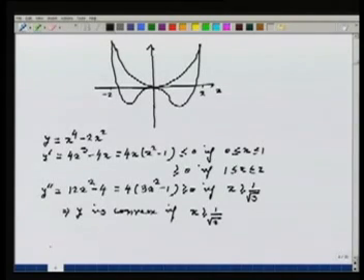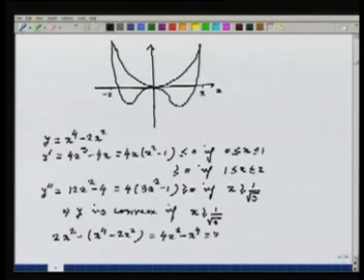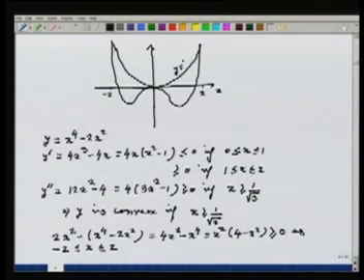Let us just check it here. I want to look at 2x square minus x to the power 4 minus 2x square. That is 4x square minus x to the power 4. Taking x square common, this is x square into 4 minus x square, which is certainly greater than or equal to 0, as minus 2 is less than or equal to x is less than or equal to 2. That means the curve y equals 2x square lies above the curve y equals x to the power 4 minus 2x square.